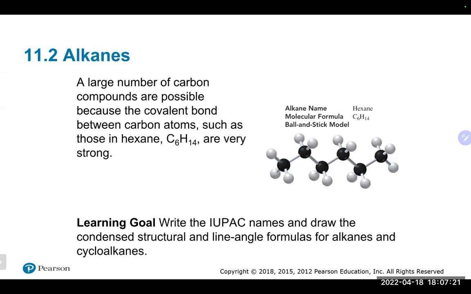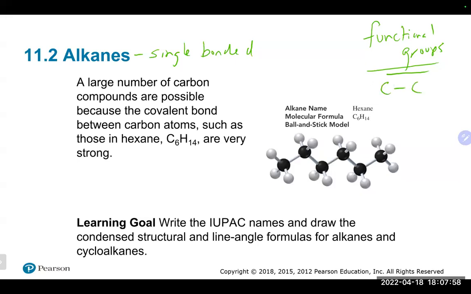So let's talk about the first type of organic guys, which are alkanes. Alkanes are basically single bonded. Now, when we talk about different types of organic compounds, they mostly all have what are referred to as functional groups. And what are functional groups? Well, functional groups are pretty much the part of the molecule that makes it a specific type of organic compound. So typically speaking, for alkanes, the functional group is simply the carbon-carbon single bond for the most part. That is basically what alkanes are.